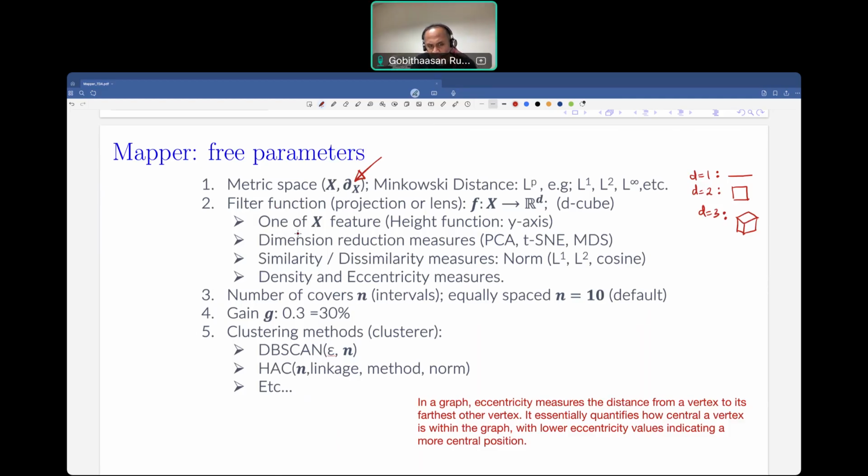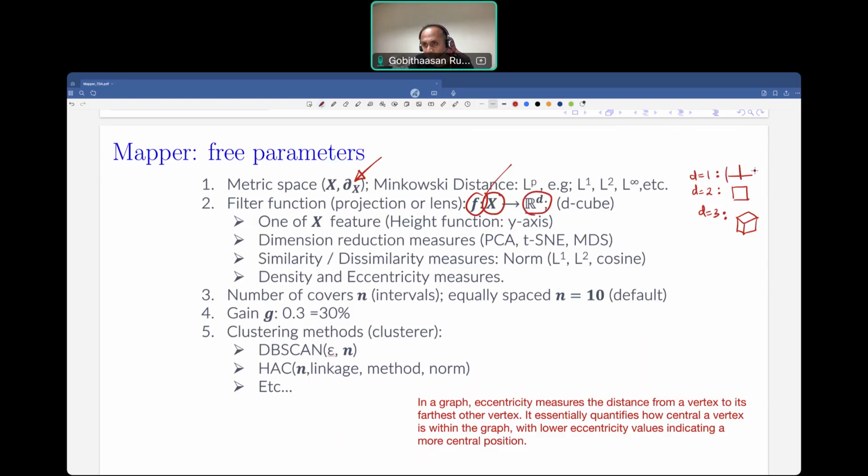Right. Next is the filter function. So previously I just simply used an X value. The filter function can be anything for that matter again, to elucidate the structure. The filter function can also be in any dimensional space. Given the input of your data, you create a filter function. The filter function can be any dimension. For example, the dimension that we used earlier is just d equals 1. One dimension is just a line.